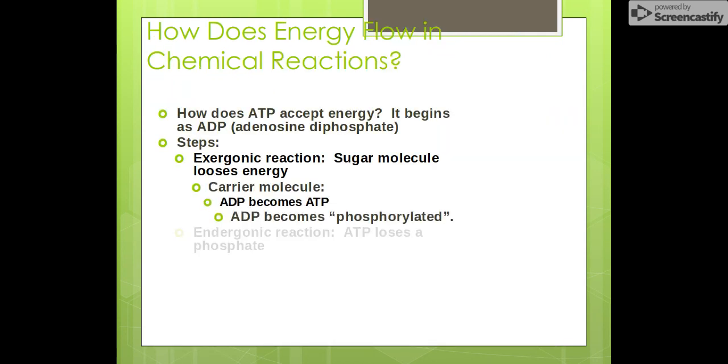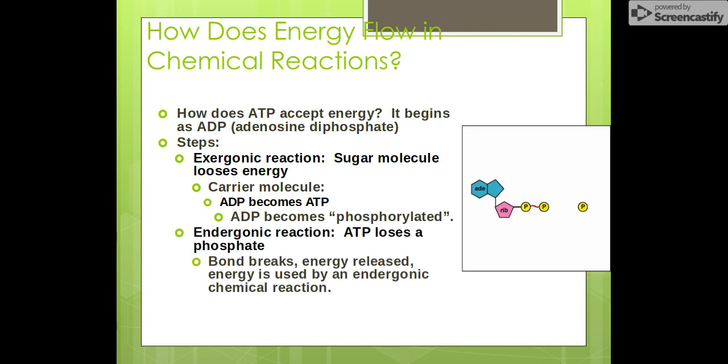Okay. So essentially what happens is we have this exergonic reaction. Let's say we're breaking down food in our body. We take a phosphate, put it on an ADP, it becomes phosphorylated, and we've got our ATP. Then we need some other reaction to happen that's endergonic. And so we'll break that phosphate off that ATP, use that energy for whatever we need it for.